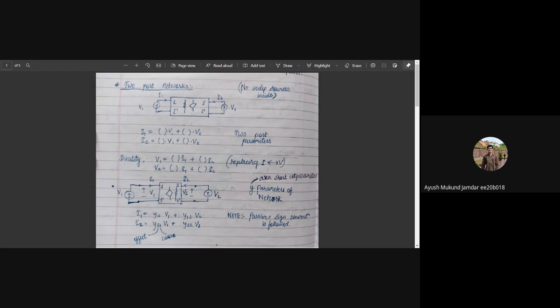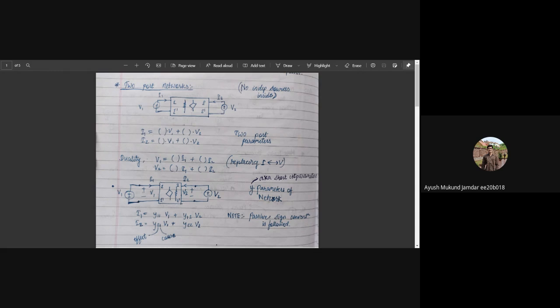Since the circuit comprises only of linear elements, that is, there are only resistors, dependent sources, and independent sources, the current I1 on the first port can be expressed as some constant times V1 plus some constant times V2. The constants, what they are, we'll find that out. But as of now, it can be written as a linear sum of V1 and V2. This is because of linearity and the kind of elements we are dealing with. Similarly, we can write I2 as a combination of V1 and V2, where there will be some constants. The constants are what we call two-port parameters.